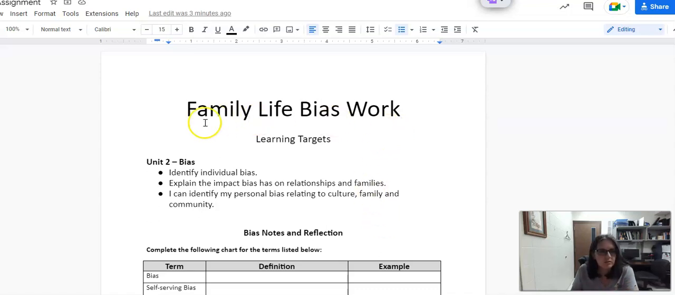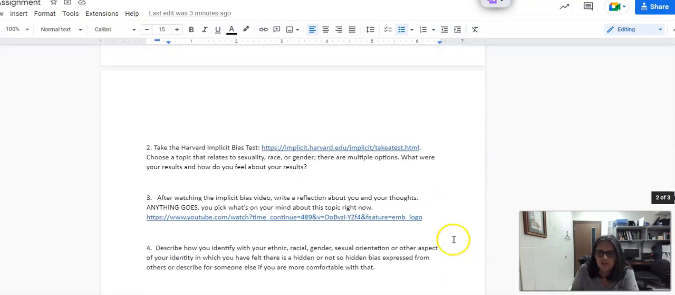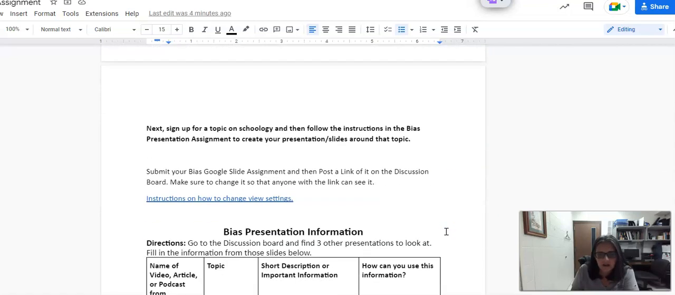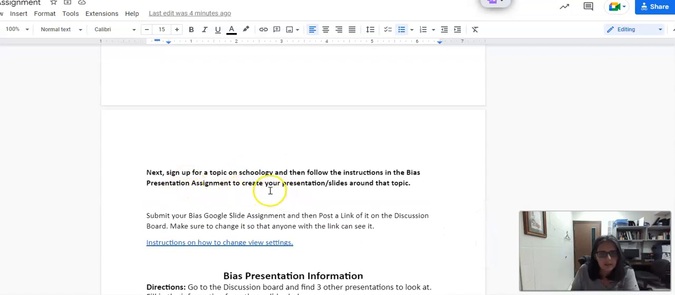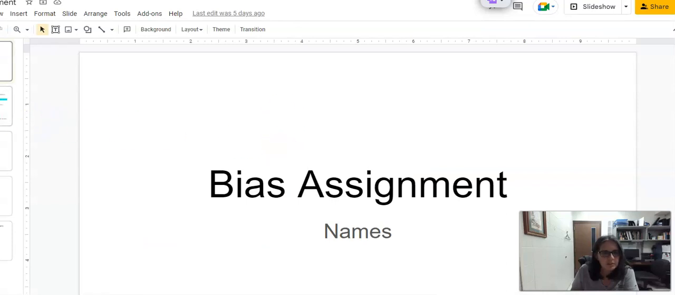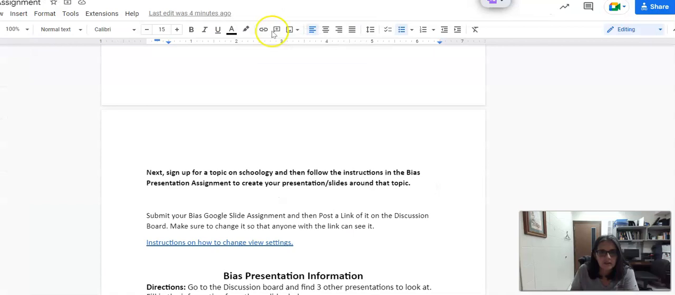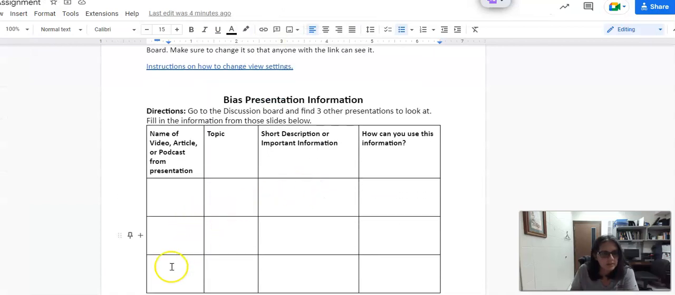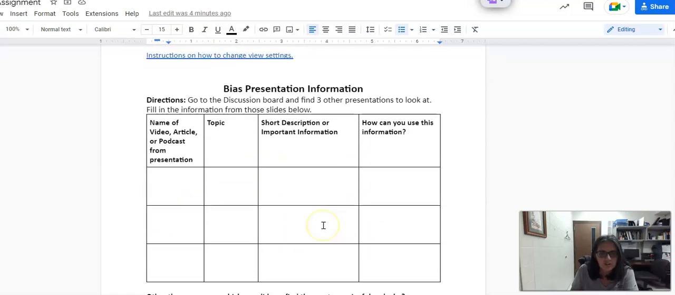So we have two different things we're doing. We're doing the family life bias work. That's really just the notes pieces and reflection and learning information. Then we'll stop after you finish that portion, and you'll work on your larger bias assignment, your individual one, which you'll submit but also post to a discussion board. After that, you'll look at other people's that they've created, add a little bit of information on what you got out of it, a small reflection at the end, and then you'd submit this one as well.